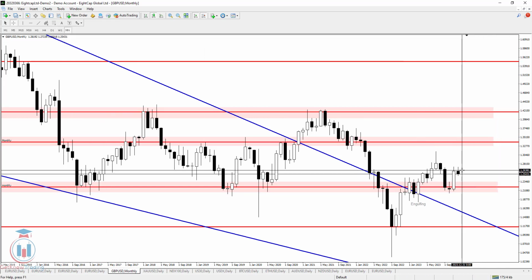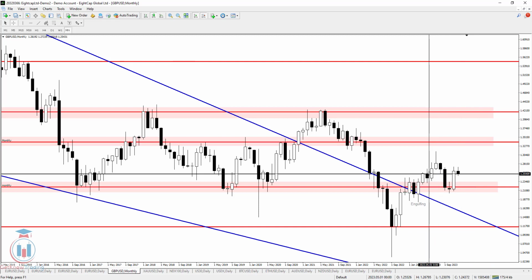But in order for the price to continue to rise, this month should not close below 1.256. If it closes below this one, the next level where the price will go is 1.243, and then ultimately 1.232.